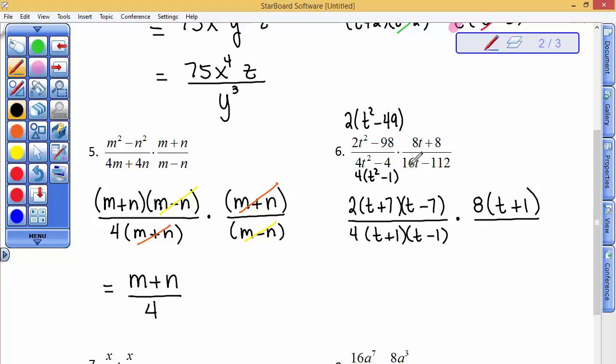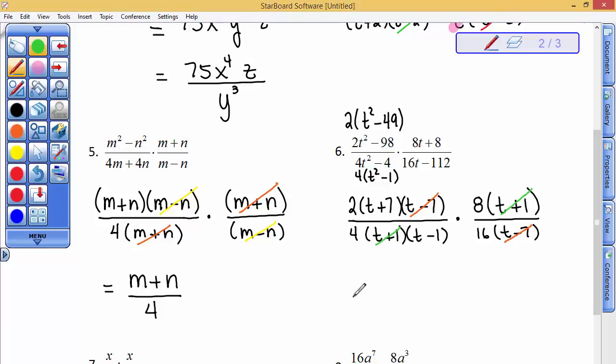I'm willing to bet that the 16 goes into 112. It looks like it goes into 112 7 times. Oh, interesting, because look, there's a t minus 7 over here. So 16 times t is a 16t, and 16 times 7 is that minus 112. So let's go about crossing things off that are alike. So I just had that t minus 7, so I'm going to cross 1 on top, 1 on the bottom. Let's go with the t plus 1, 1 on the top, 1 on the bottom.